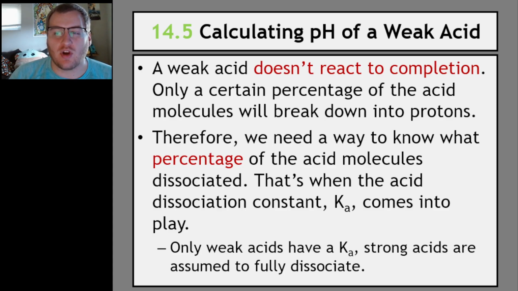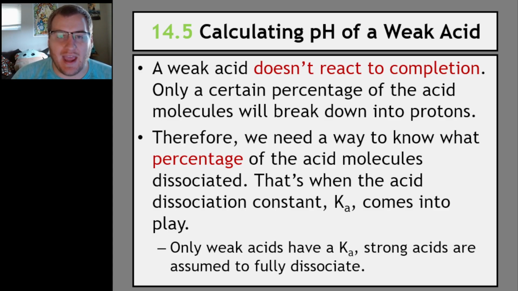Therefore, we need a way to know what percentage of an acid's molecules dissociate. That's where the acid dissociation constant, Ka, comes into play. Ka is going to tell you the relative strength of your acid by telling you what percentage of it dissociates. Only weak acids truly have a Ka. Strong acids are by definition assumed to fully dissociate, which means they would have all products, zero reactants.